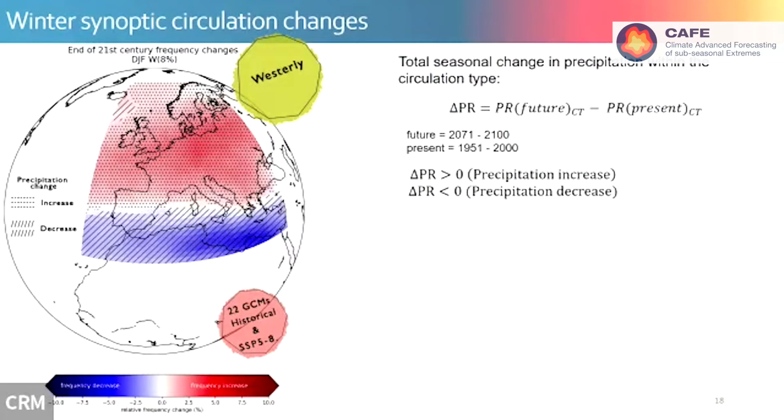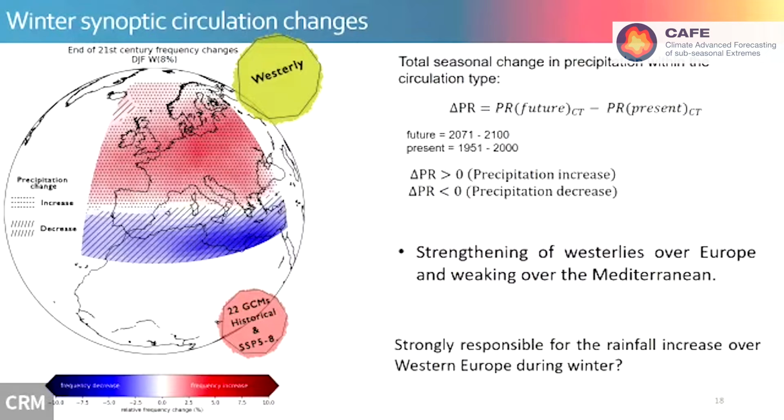And that seems like the story is very congruent, no? Westerlies increasing, more moisture, then precipitation increasing. But the story is not that simple, and it seems like there might be other factors probably influencing these changes in precipitation, not only the circulations.